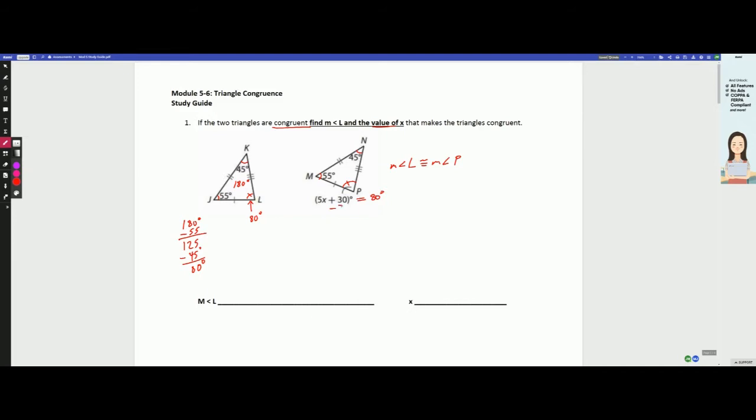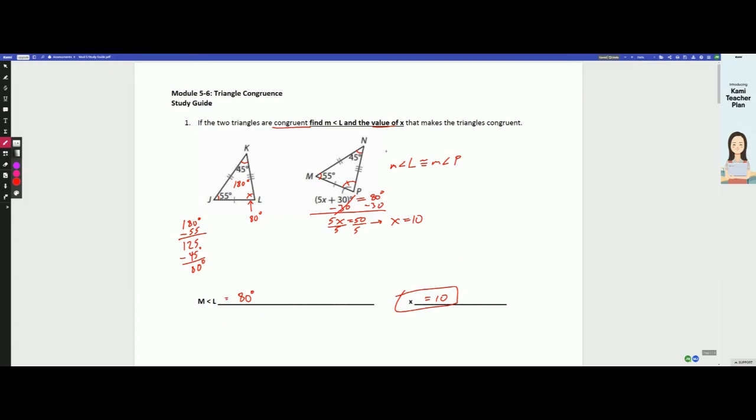So subtraction property, just like in algebra, these cancel out. You're left with 5x equaling 50 degrees. Division property, what you do to one side, do to the other, and x equals 10. All right, so again, x equals 10. Awesome. And then they're asking you for the measure of angle L, which we said was 80 degrees.